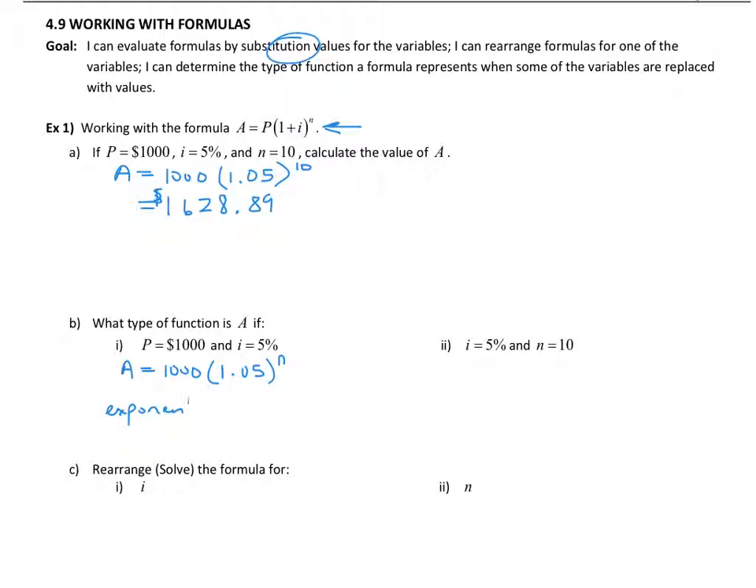Okay, so that's what we mean when it says here, you can determine the type of function a formula represents when some of the variables are replaced with values. So that's an exponential function.